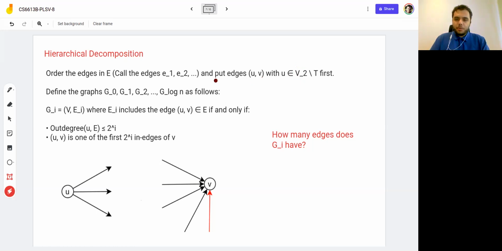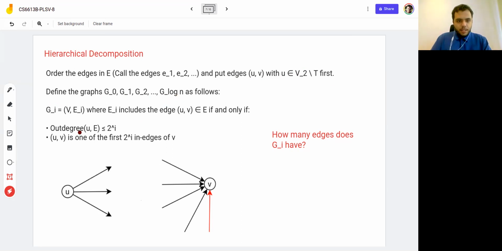So this might seem very arbitrary at the moment. We will come back to this and you will see why this is useful. But for now, all I want you to keep in mind is that we just have an order on the edges. And that any edge that comes out of a player two non-target set is put first, right? So based on this order, I can actually define a bunch of subgraphs, which I call G0 to G log n, and you'll see why log n.